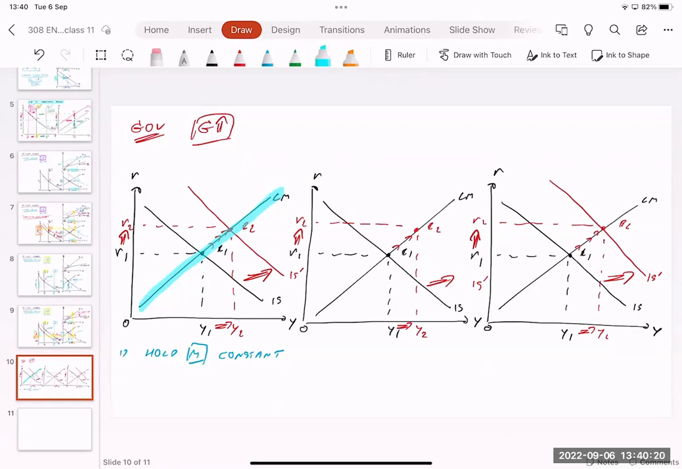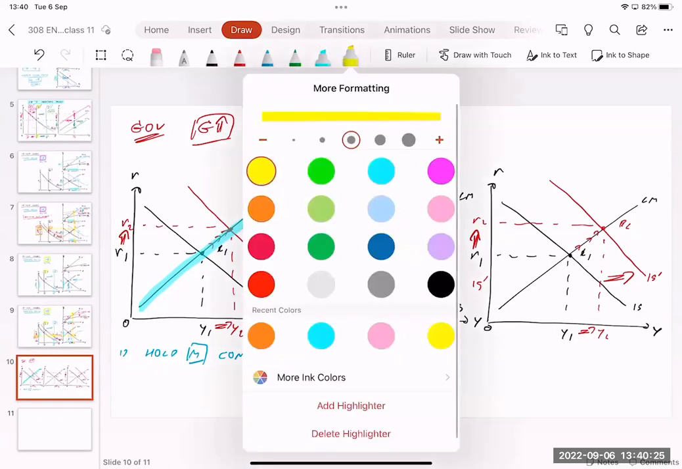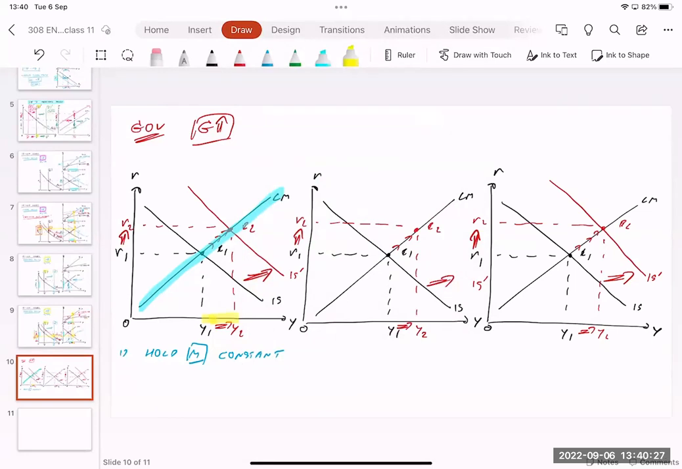So in the first case, we can conclude that GDP will increase from Y1 to Y2. The real interest rate will increase from R1 to R2, and then it's done. This is for the first case, if the central bank responds by holding M constant.